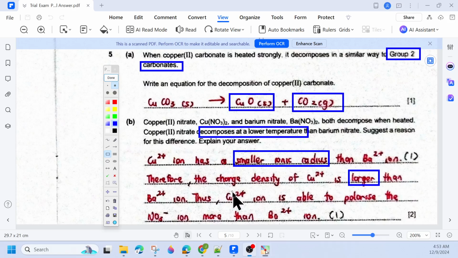The second mark is that because copper 2 has the larger charge density or smaller ionic radius, it is able to polarize the nitrate ion more. But the keyword you want to put right there is not ionization, it's polarization. It's able to polarize the nitrate ion, weakening the N-O bond inside the nitrate ion. That's the key one they want to see. So the keyword right there is polarize. And because this is a comparison question, you often need to say copper 2 is able to polarize more than the barium ion.